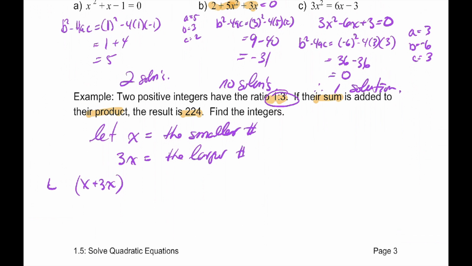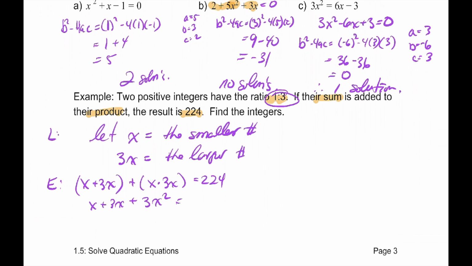So here we top off the equation. So remember this from grade 9. There's the equation. If their sum is added to their product, so the product is x times 3x, is 224. So there's our equation. Now we just have to go off and solve it. So we need to expand this. So this is really x plus 3x plus 3x squared. So we really don't need the other bracket there.